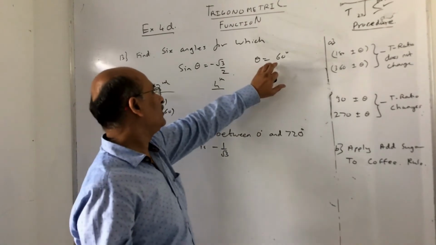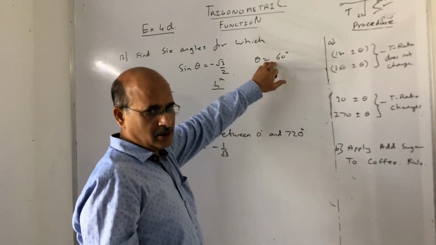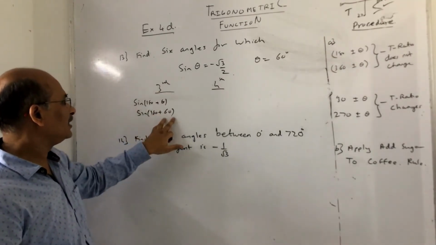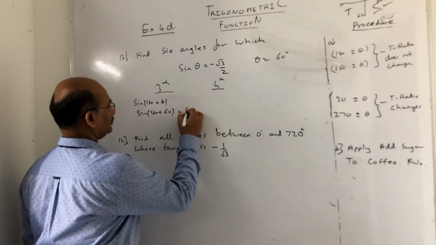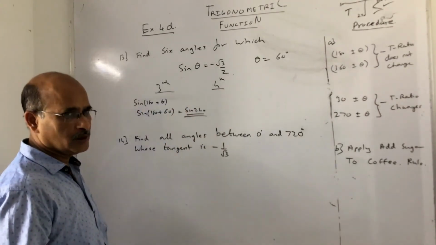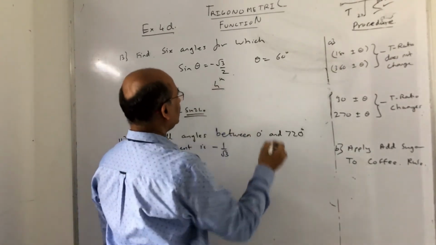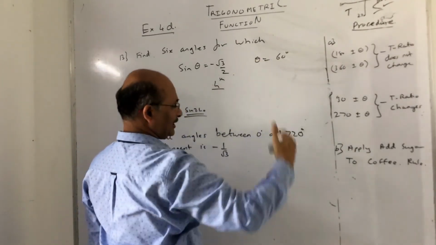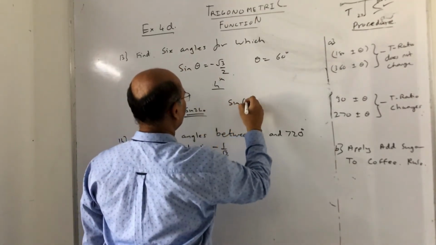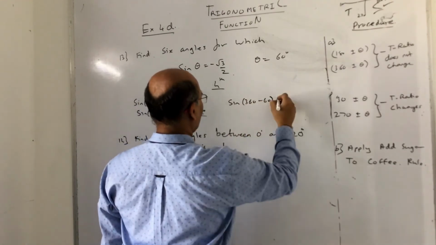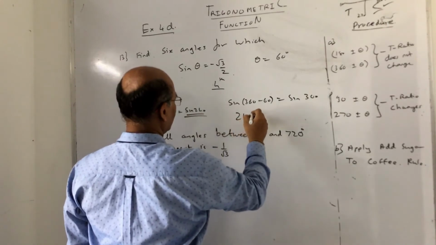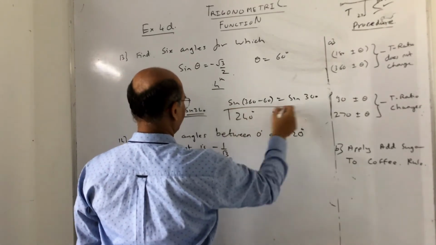The 60 cannot be the answer because 60 is in the first quadrant, correct? So 180 plus theta, so 180 plus 60 is nothing but 240. So 240, sine of 240 is minus root 3 by 2. Similarly, the fourth: 360 minus theta. I don't want the ratio to change, so 360 minus theta. So sine of 360 minus 60, how much is it? Sine of 300. So the angles are 240 degrees and 300 degrees.